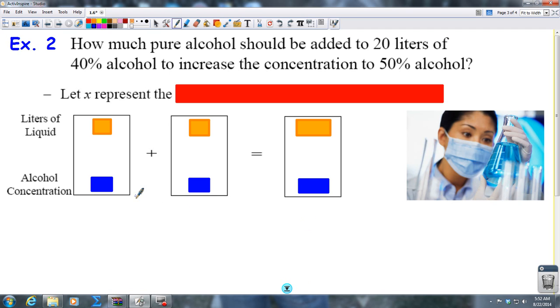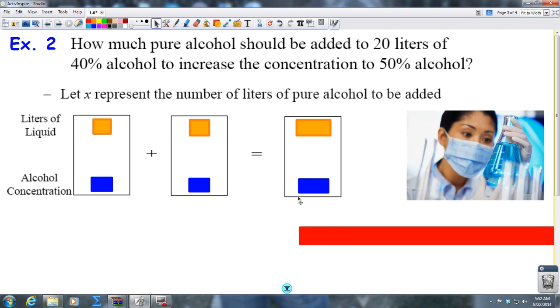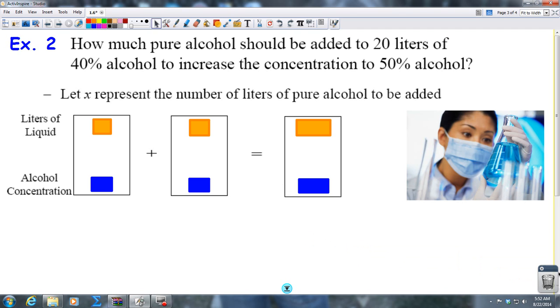So very simply, when I go to this first part here, let X represent the number of liters of pure alcohol to be added. So go ahead and write that down. Let X represent the number of liters of pure alcohol to be added.